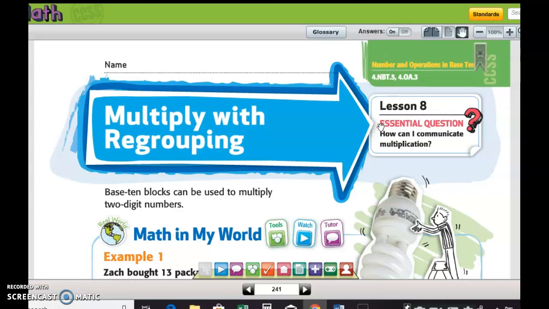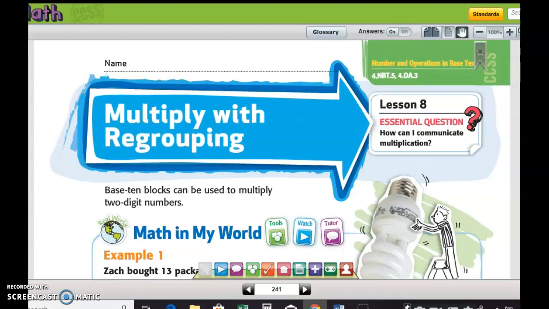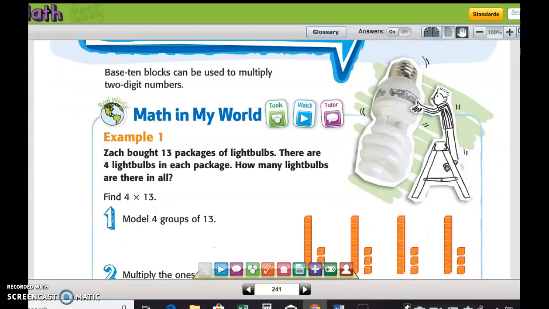Chapter 4, Lesson 8. How can I communicate multiplication is our essential question. And today we're going to be working on multiplying with regrouping. Base 10 blocks can be used to multiply two-digit numbers, and we can draw pictures just as well.